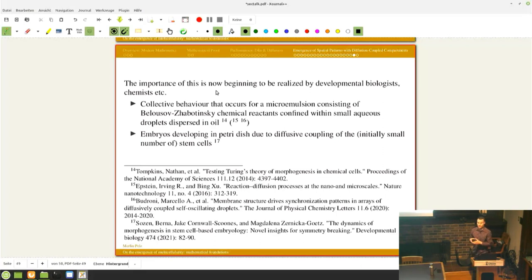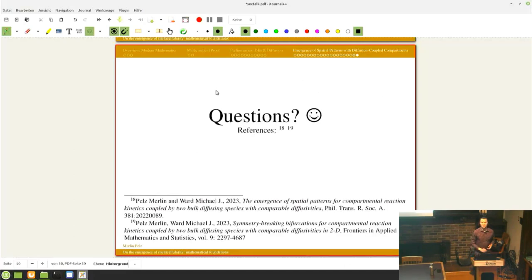Then there is a very interesting and exciting lab at Caltech and at Cambridge, of Magdalena Zernicka-Goetz et al., producing embryos out of a few cells inside petri dishes. They also realize that this diffusive coupling of the cells is of main importance to create embryos, in order to make multicellularity emerge in their petri dish. Okay, that was it. Thank you very much.